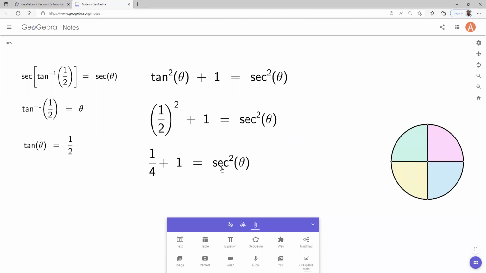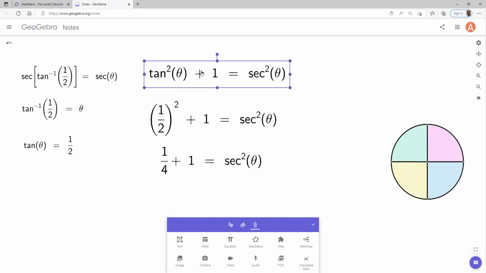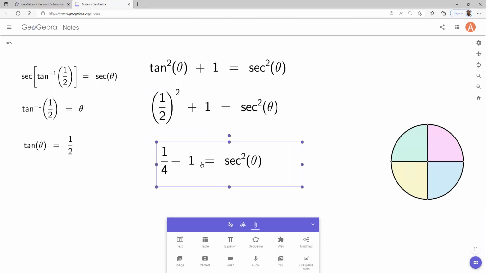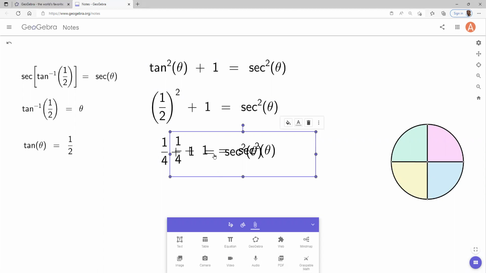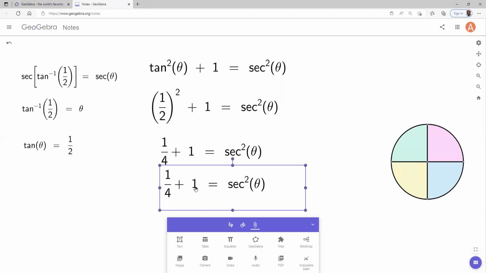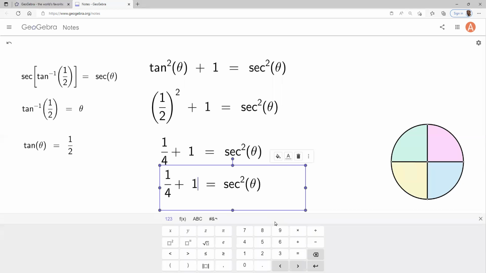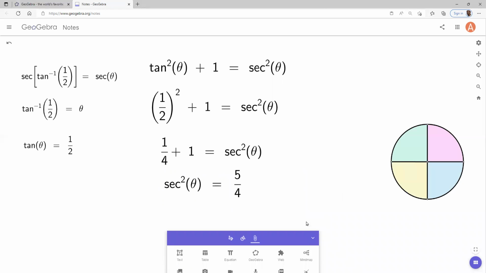Now, 1/4 plus 1, and you have to know how to add fractions, of course. 1/4 plus 1 is 5/4. You're going to replace 1 with 4/4, do your work, and you're going to see you get 5/4. Now, I'm going to rewrite it, move it here. I like it that way. Now, I'm almost there, but not quite.